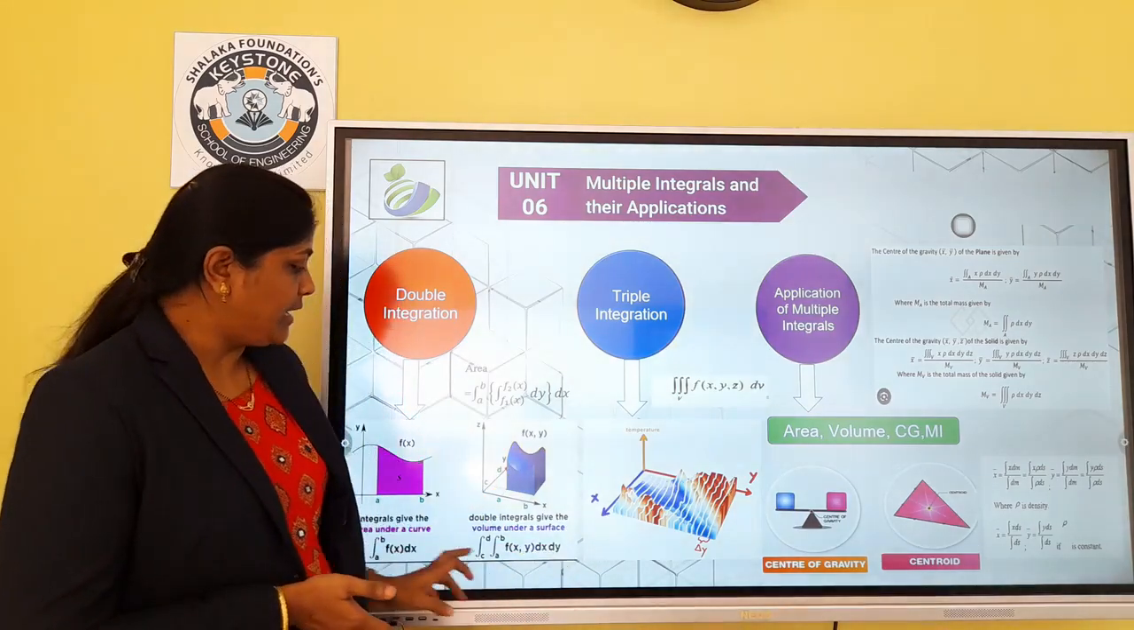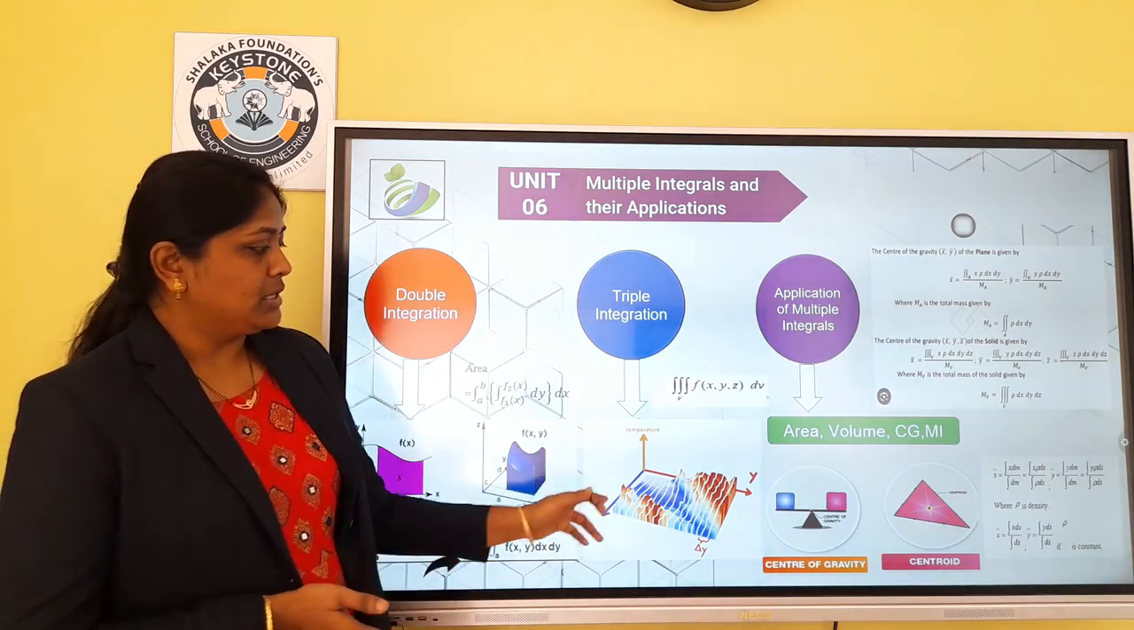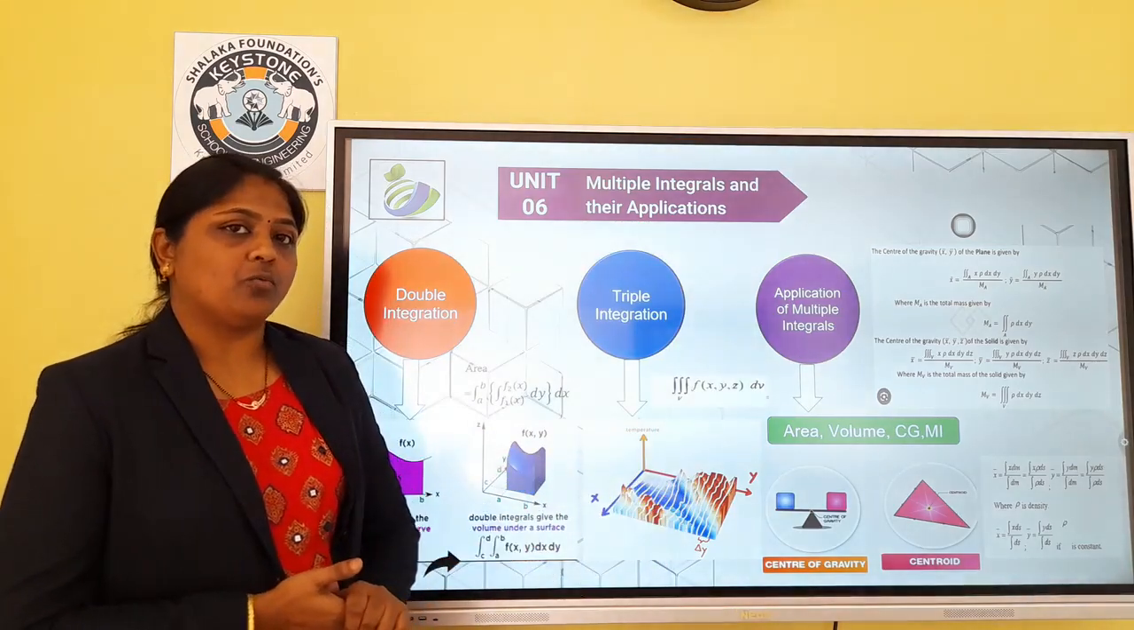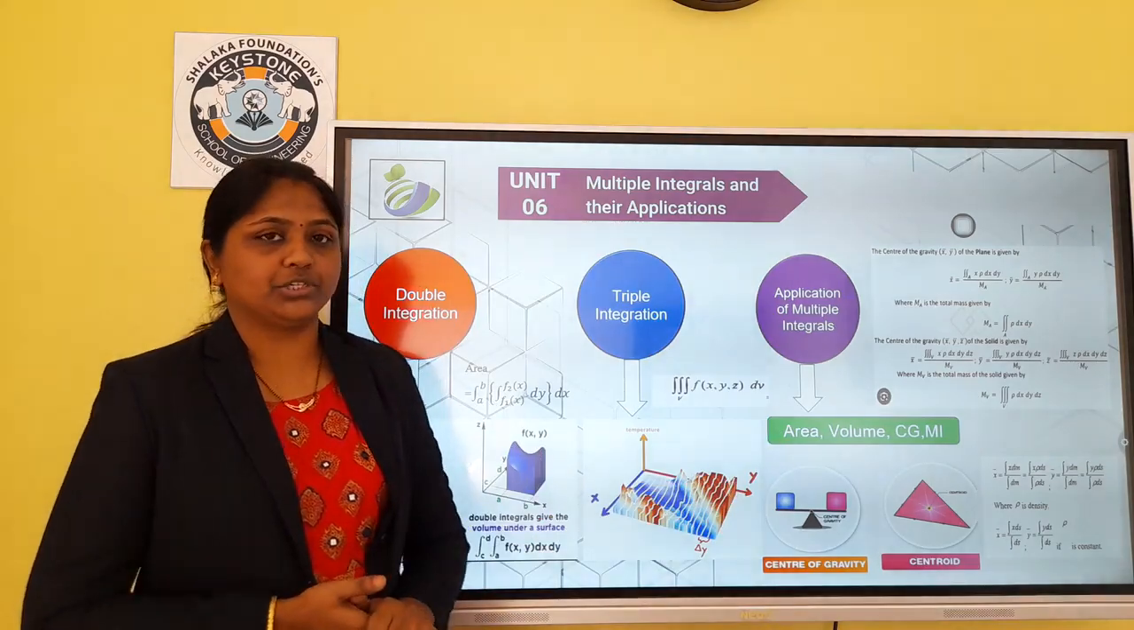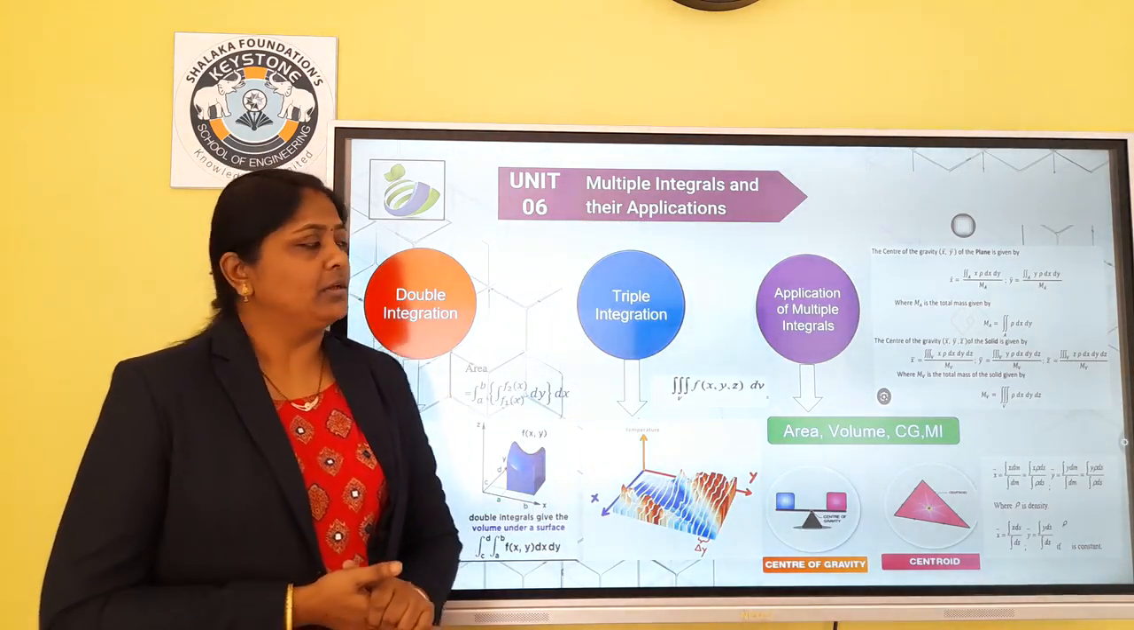So by using double integration and triple integration, we can find the area or volume. Then again you have to learn the center of gravity and moment of inertia. This is a very vast topic.